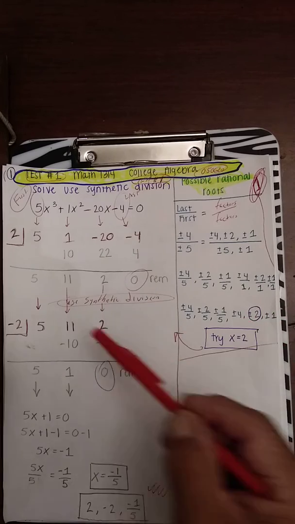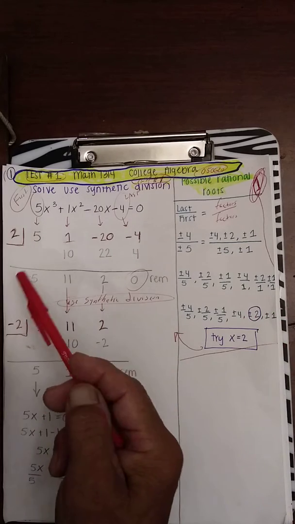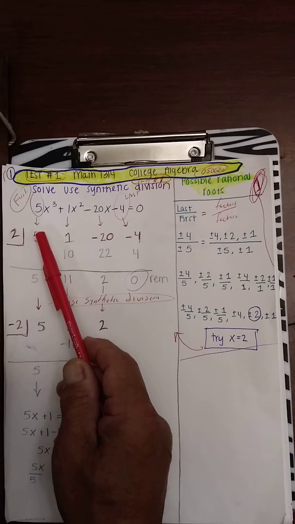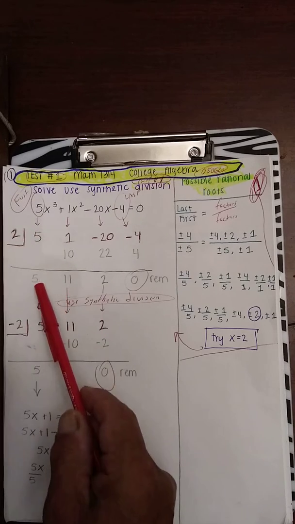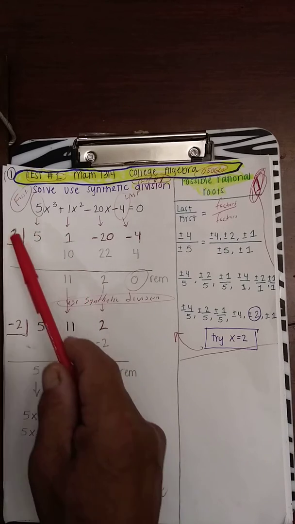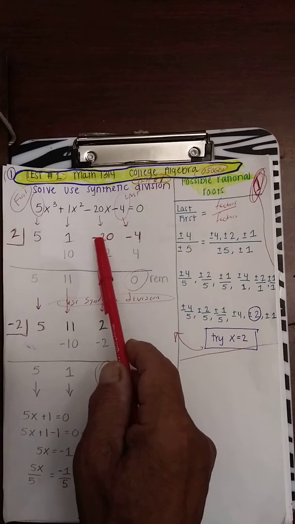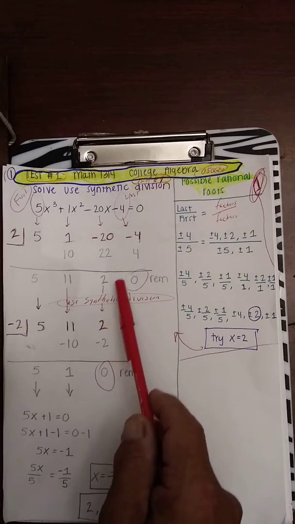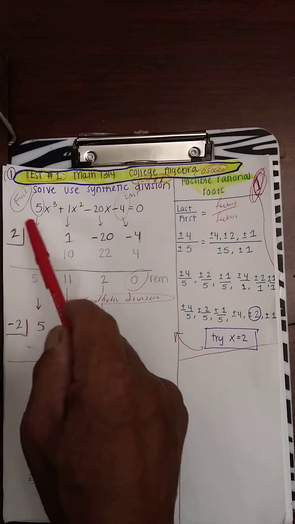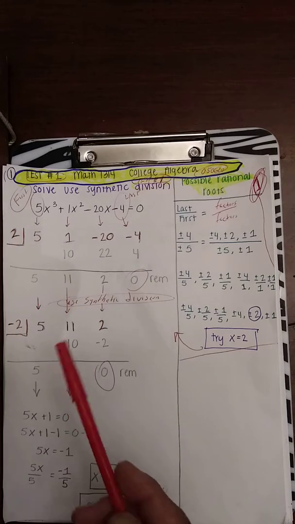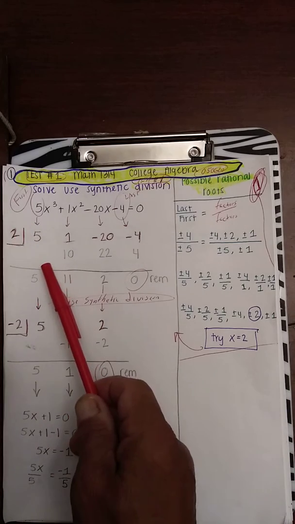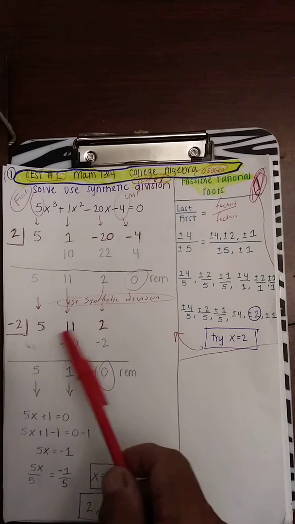I'm going to try 2 in there. So 2 goes in there, bring the 5 down. 2 times 5 is 10, 10 and 1 is 11. 2 times 11 is 22, 22 and minus 20 is 2. 2 times 2 is 4, 4 minus 4 is 0, remainder is 0, so yes, that's an answer. Now, go down, put these numbers here, 5, 11, and 2.